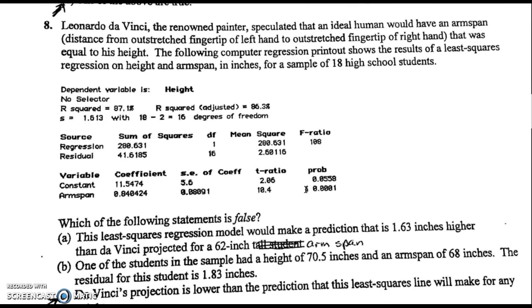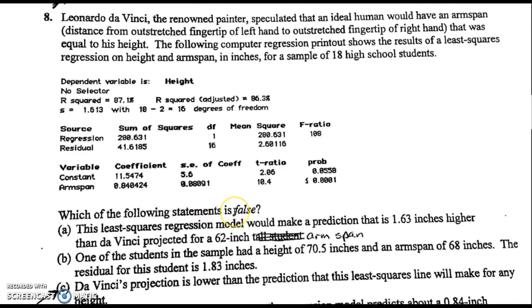Question 8. Leonardo da Vinci, the renowned painter, speculated that an ideal human would have an arm span, which is the distance from the outstretched fingertip of the left hand to the outstretched fingertip of the right hand, that was equal to his height. The following computer regression printout shows the results of a least squares regression on height and arm span in inches for a sample of 18 high school students. And they want to know which of the following statements is false.